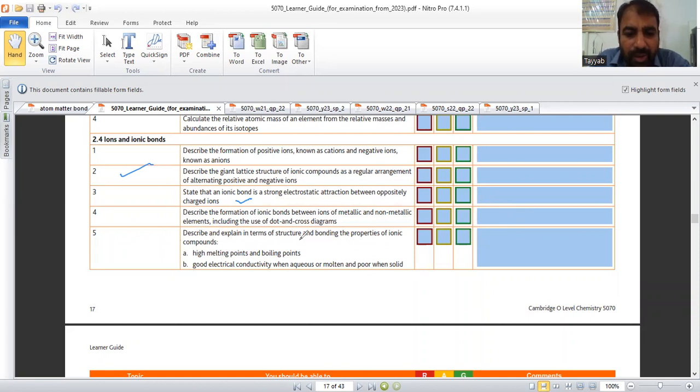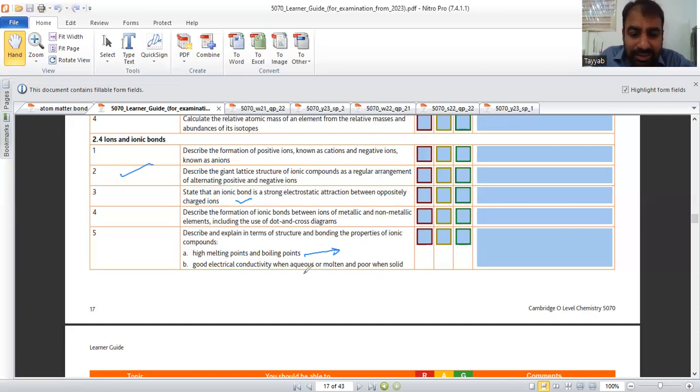Describe and explain in terms of structure and bonding the properties of ionic compounds: high melting point and boiling point. What is the reason again? It is not strong intermolecular forces, it is strong electrostatic forces. Again, I am focusing on this. I have seen so many times students make this mistake, that they say there are strong intermolecular forces between ionic compounds. No, in ionic compounds, there is no concept of molecule. There are strong electrostatic forces of attraction between oppositely charged ions.